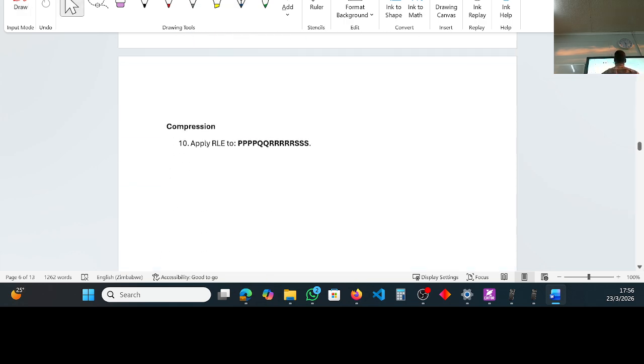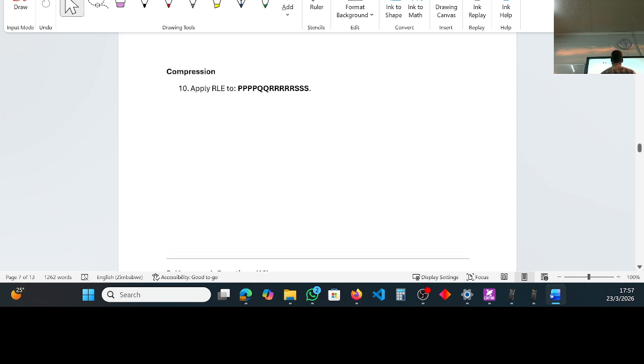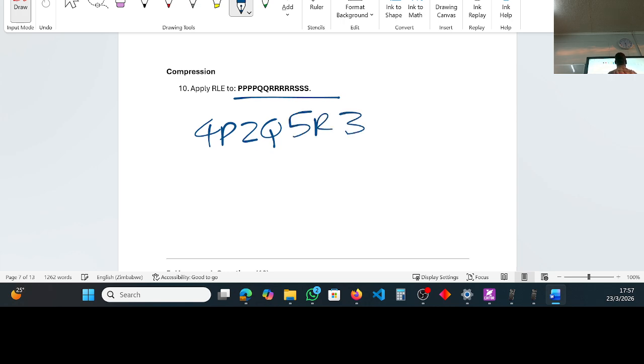Then we move on to number 10. Apply RLE to what we have here. So we have got 4p, so that's 4p and 2q. And then we look at that, that's 5r. When we look at the product, that's 3s.